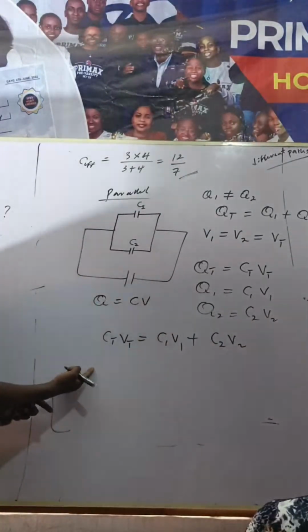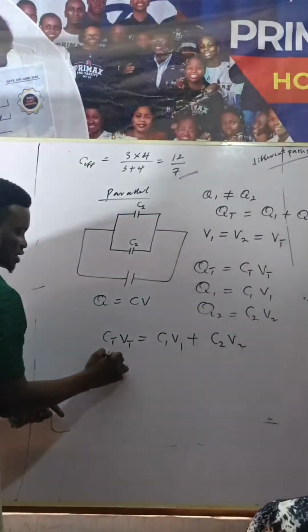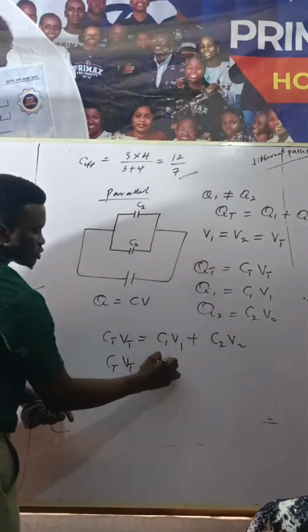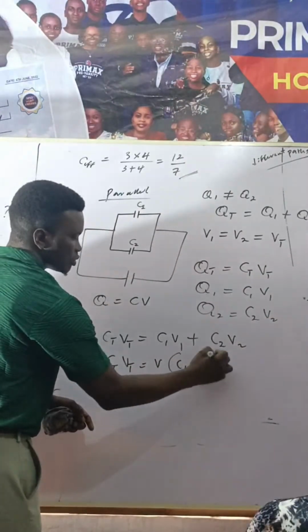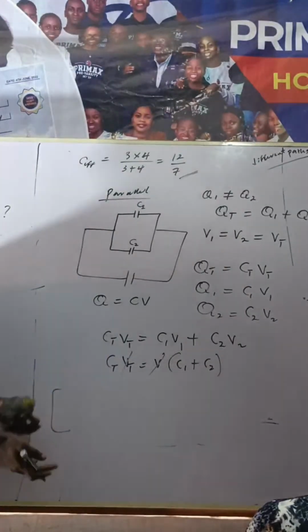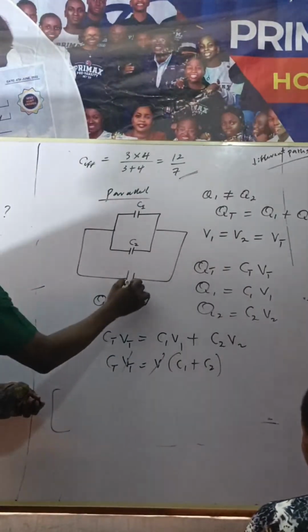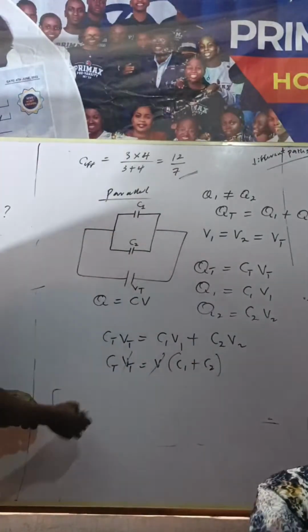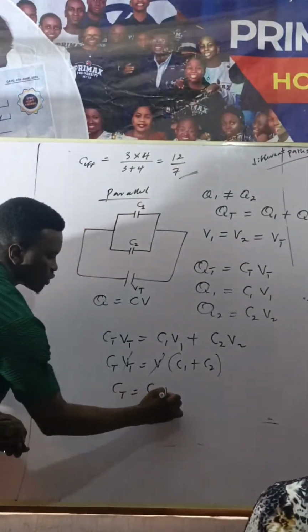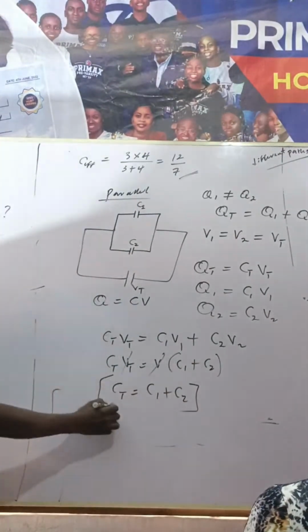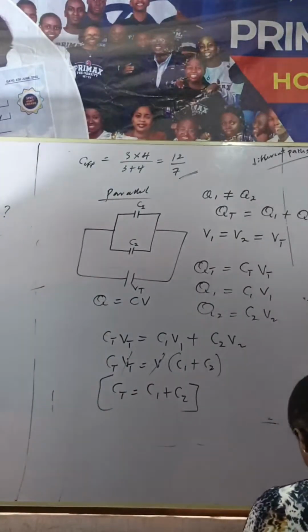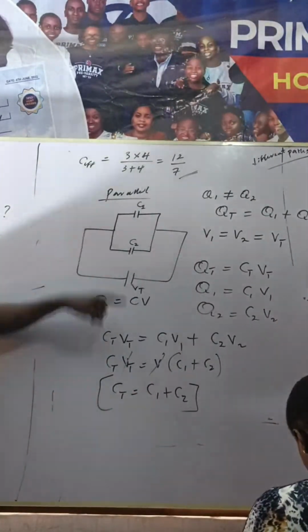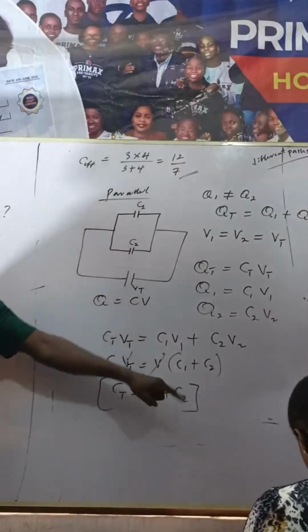So the same way, factorize V total here. So you can say C total, V total is equal to V into C1 plus C2. So this V and this V are the same. V total is the same as what is here, what is here. So at the end of the day, my C total will be C1 plus C2. So are you there? So my C total is going to be C1 plus C2.